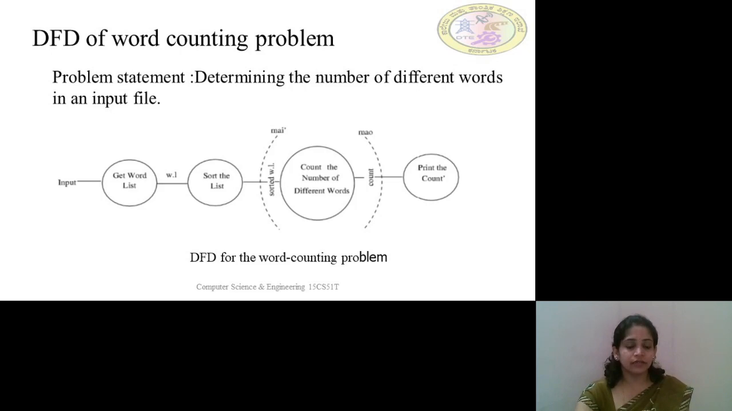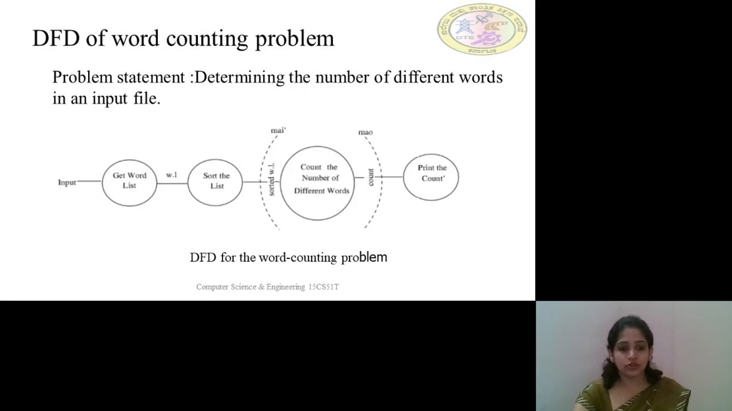We are giving an input file. After getting an input file in the form of a word file or any other suitable file, we get the word list that is involved in the particular file. After getting the word list, we have to sort the list alphabetically. After sorting, this is also a form of input, where the output of this stage serves as an input to the next stage. That is, we have to count the number of different words. After getting the count, the final count will be printed.